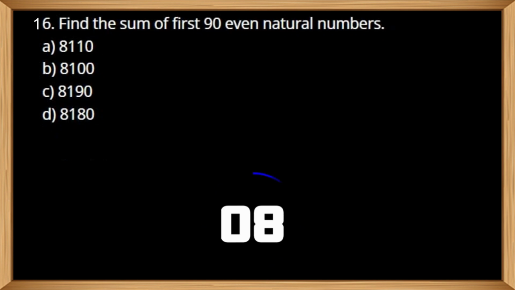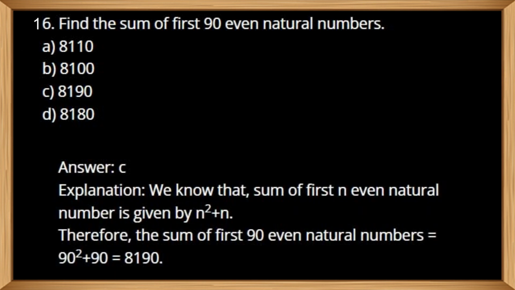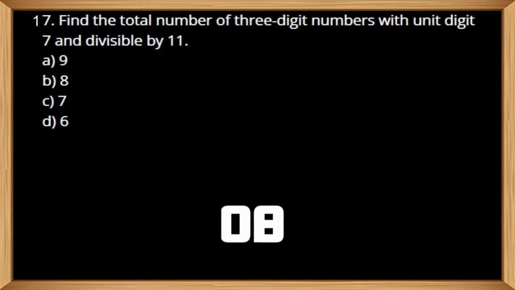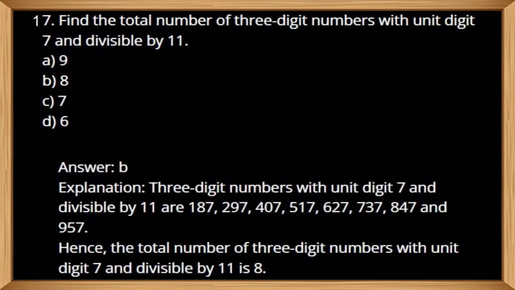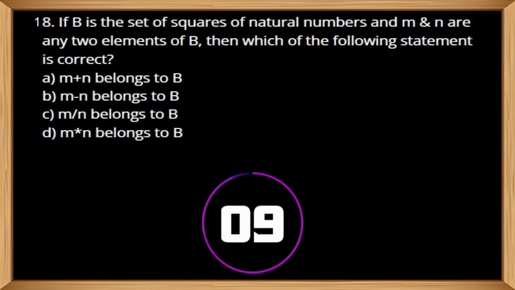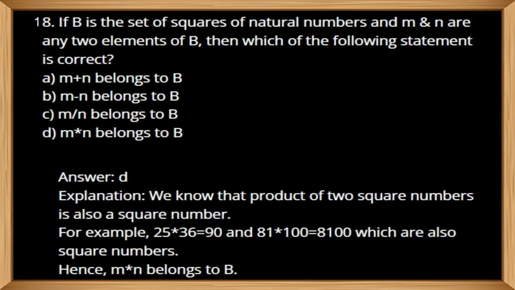Find the sum of first 90 even natural numbers. Option C 8190. Find the total number of three-digit numbers with the unit digit 7 and divisible by 11. Option B 8. If B is the set of squares of natural numbers and m and n are any two elements of B, then which of the following statements is correct? Option D m into n belongs to B.